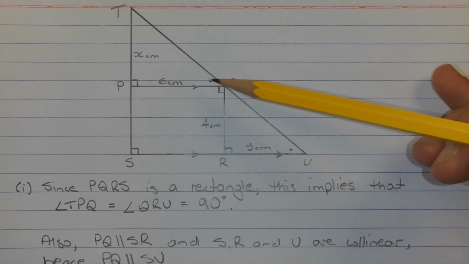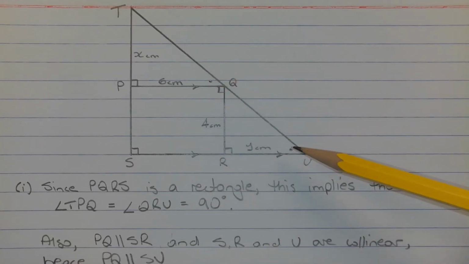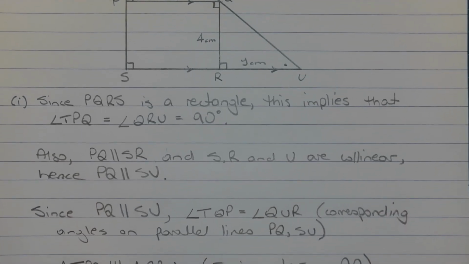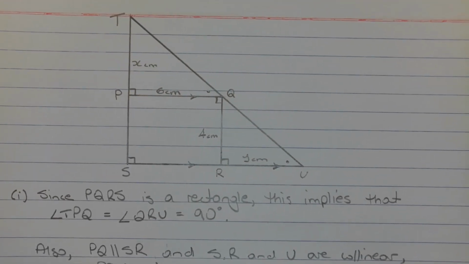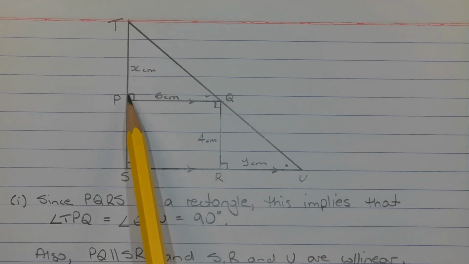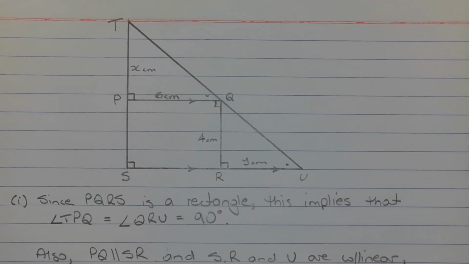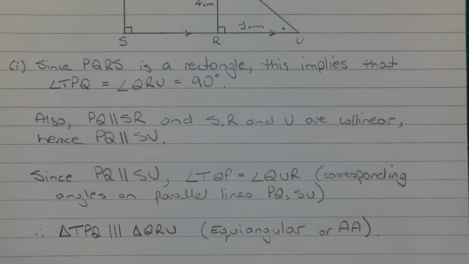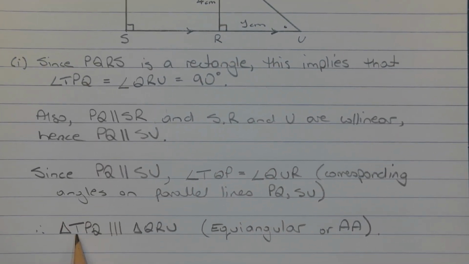And this means that angle TQP is equal to angle QUR because they are corresponding angles on parallel lines PQ and SU. So looking at triangles TPQ and QRU, we have two 90-degree angles that correspond, and we also have two other angles that correspond. So therefore, triangle TPQ is similar to triangle QRU, and the test is equiangular or angle-angle.